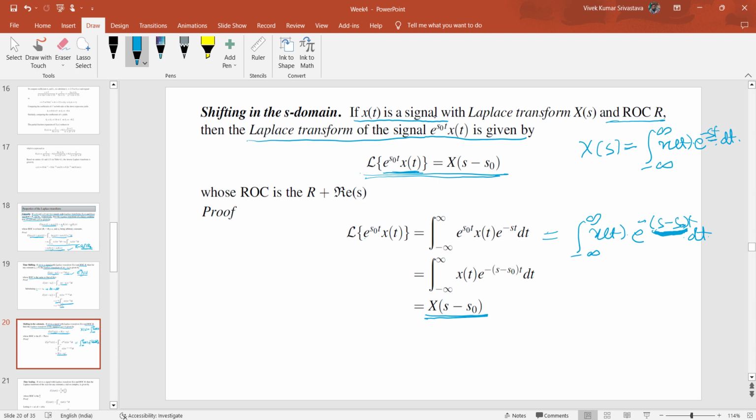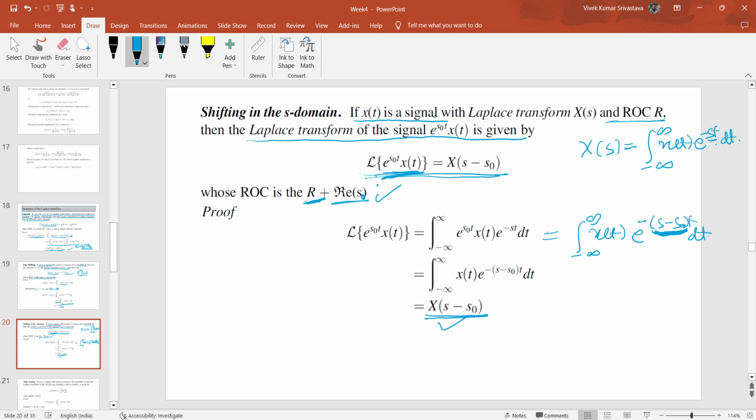And the region of convergence for this Laplace transform will be equal to the region of convergence of the signal x of t plus the real part of s naught. This basically defines the region of convergence of the new signal.